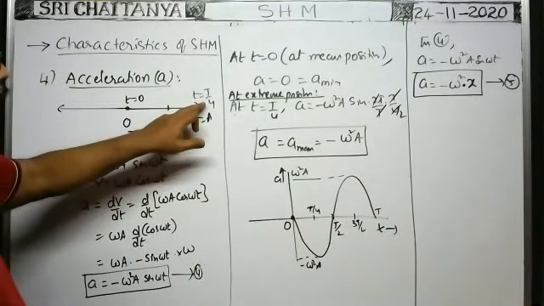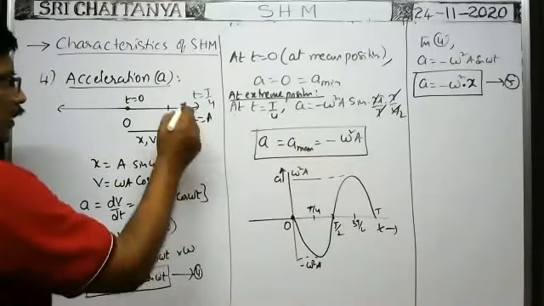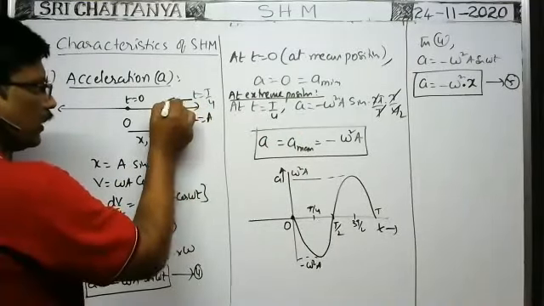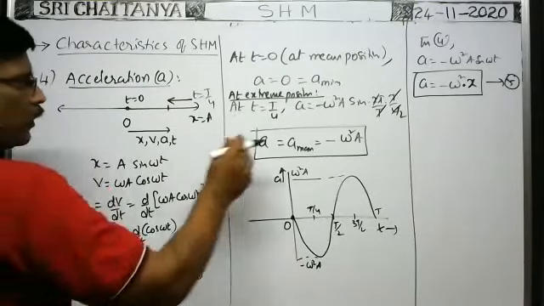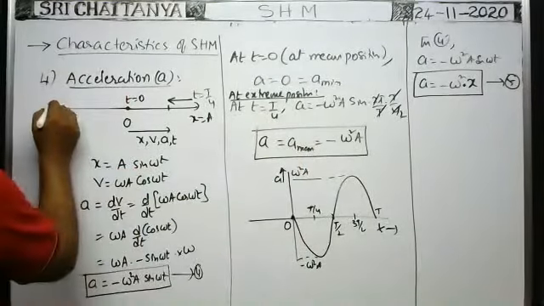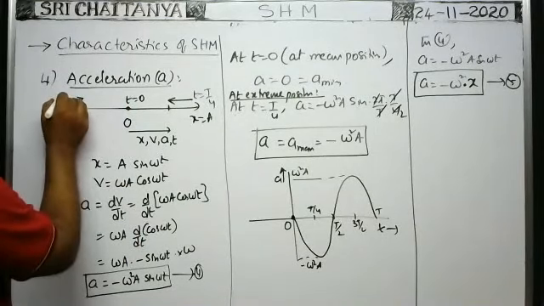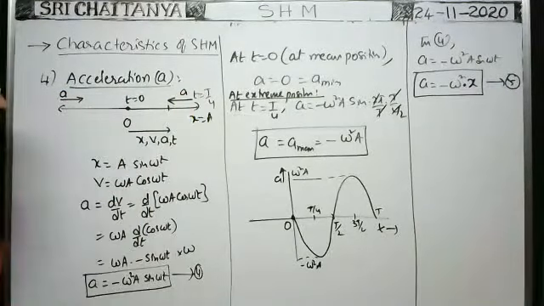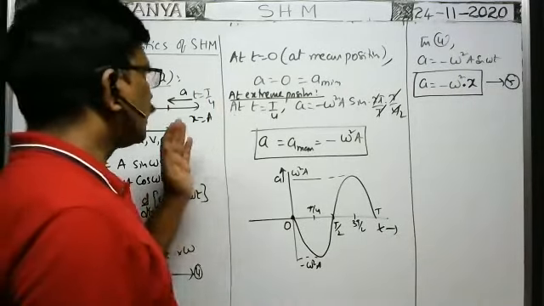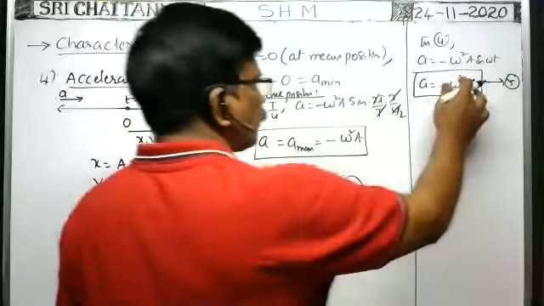At t equal to T by 4, acceleration is maximum, which is equal to minus omega square A, meaning that acceleration is towards mean position in this direction. That means towards left, along the negative x direction. At this left extreme position, acceleration is maximum only, but positive. That means the acceleration is in this direction. A max is in this direction. This is how the acceleration of the particle varies with time and with displacement.